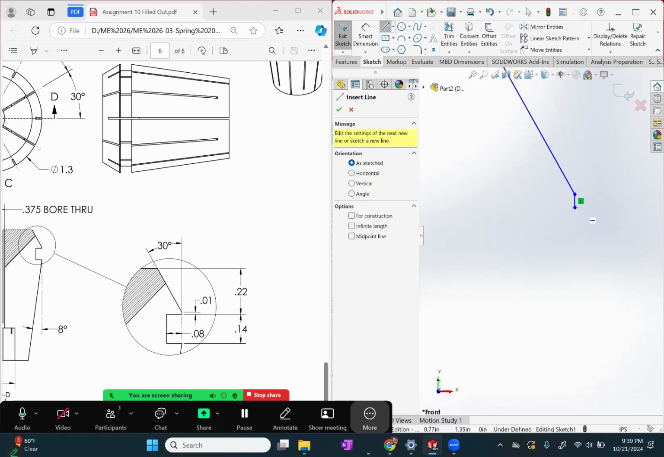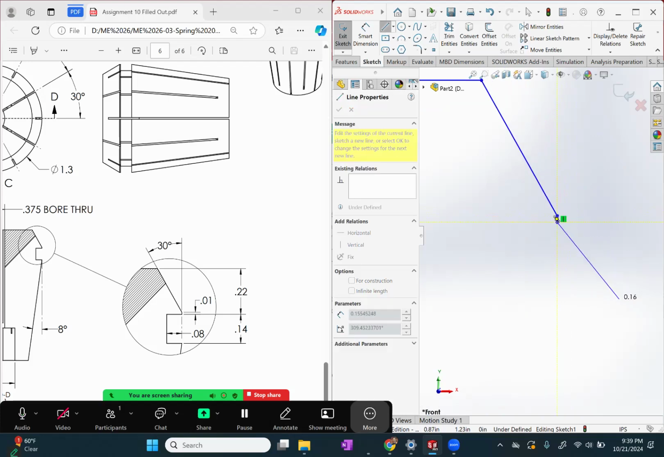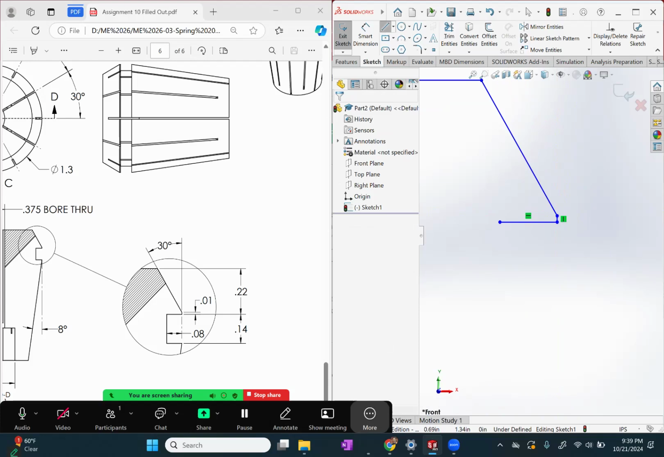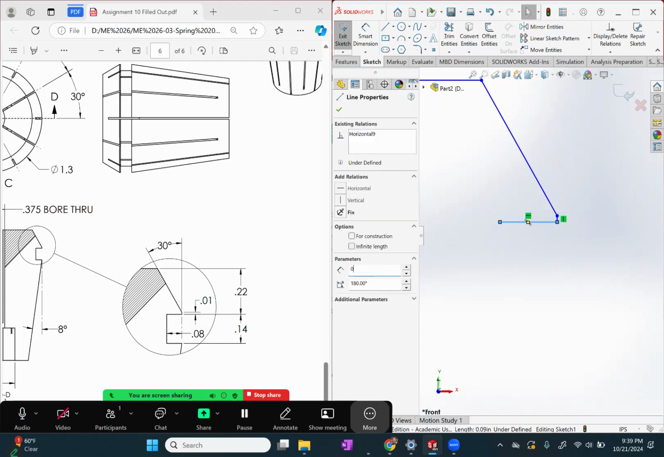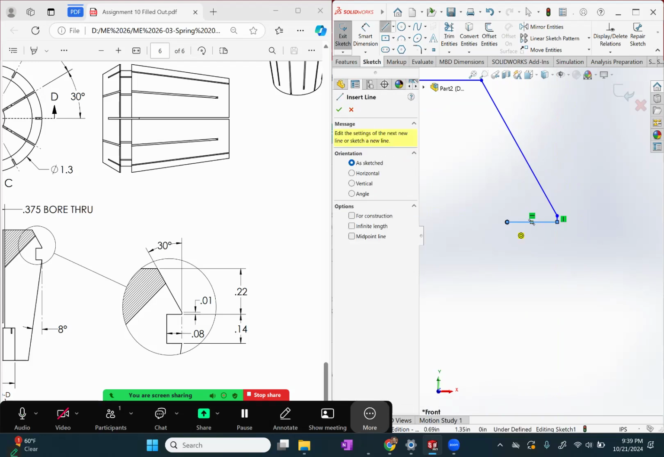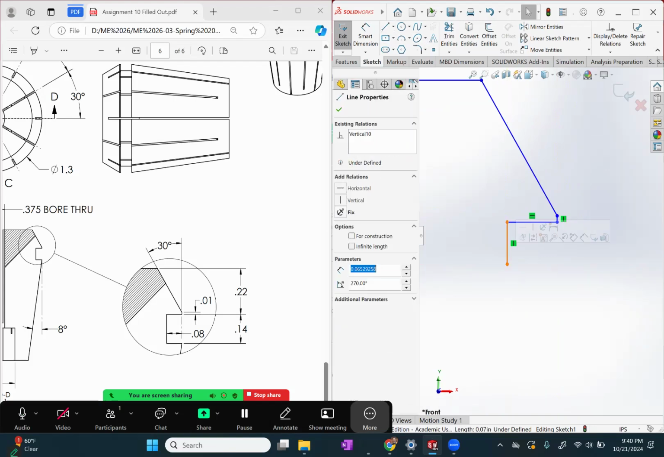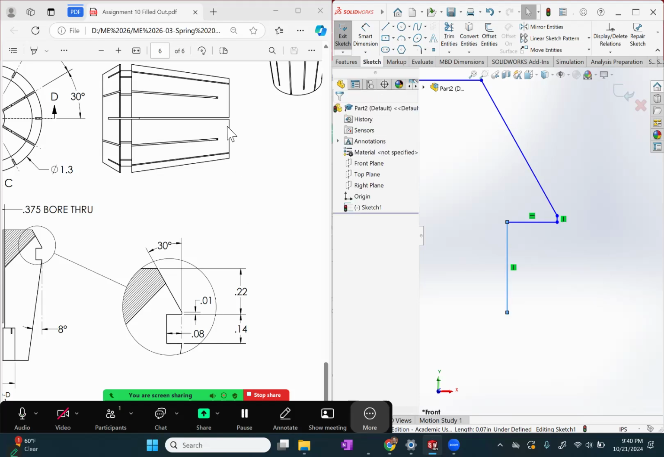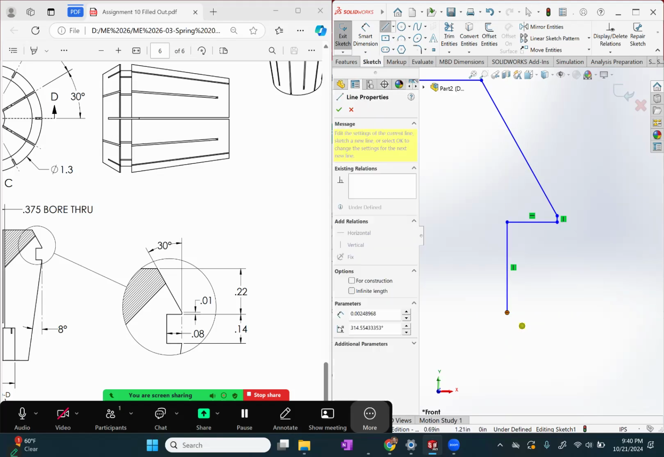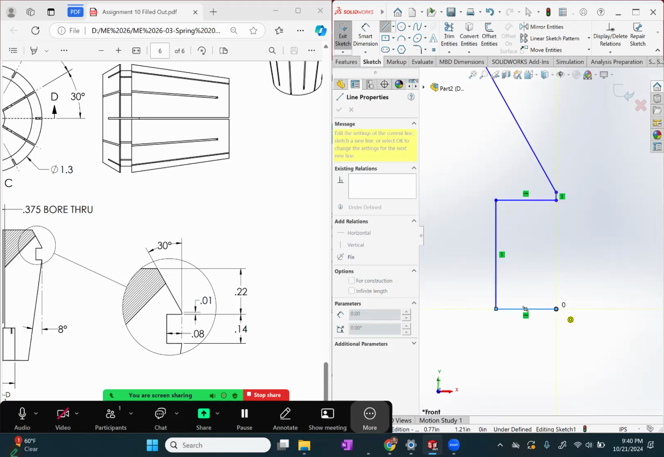And then I need to make this horizontal line that is 0.08. Another vertical line. What is this? 0.14. And then use this as a reference. Do I have an angle for this?